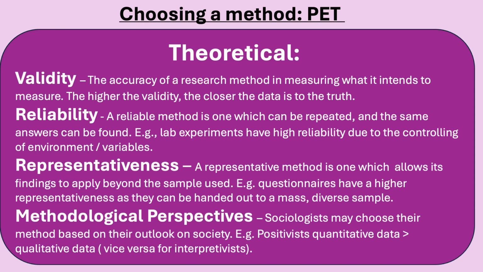Representativeness, a representative method is one which allows its findings to be applied beyond the sample used. So for example, questionnaires have a higher representativeness as they've been handed out to the masses and a diverse sample, and they can reach a lot of people, especially through the internet. Methodological perspectives look at how sociologists may choose their method based on their outlook on society, so they might prefer positivist quantitative data over qualitative data, and the opposite for interpretivists' opinions.